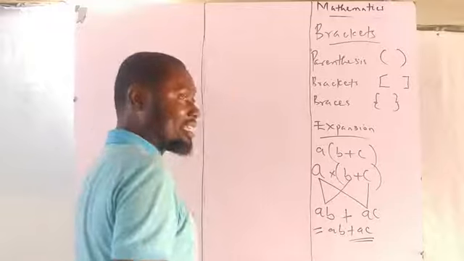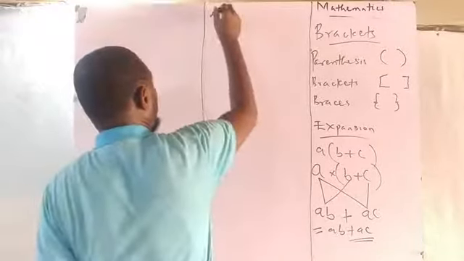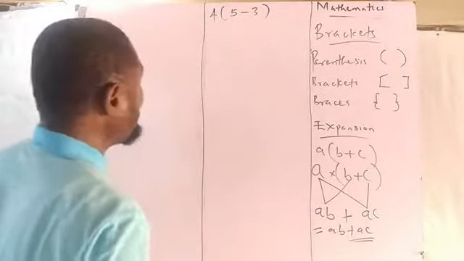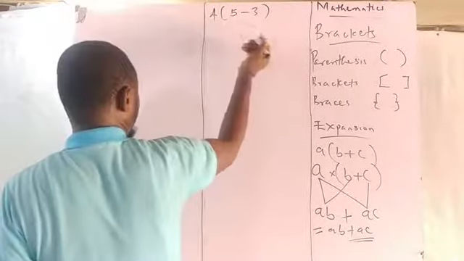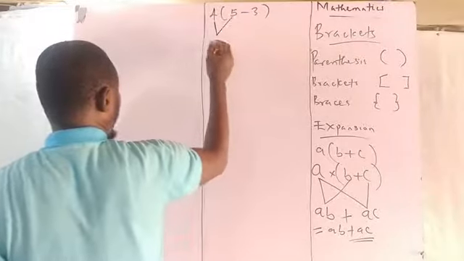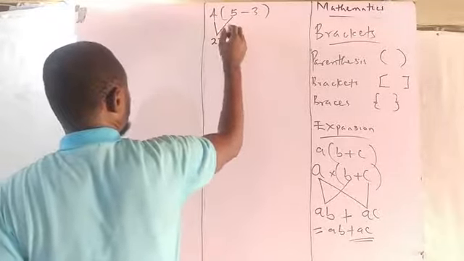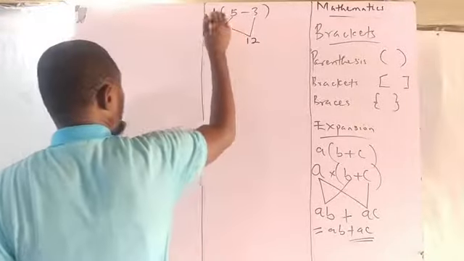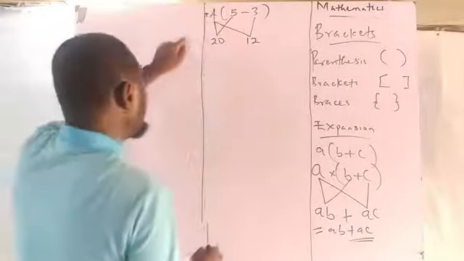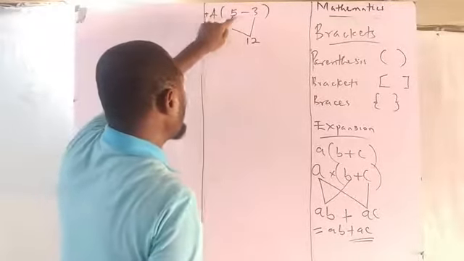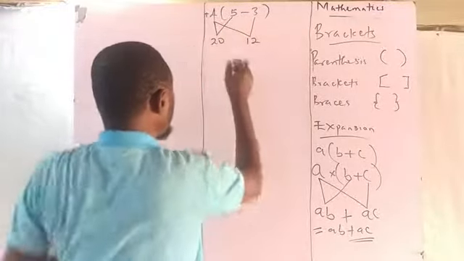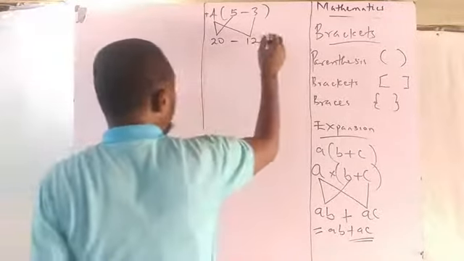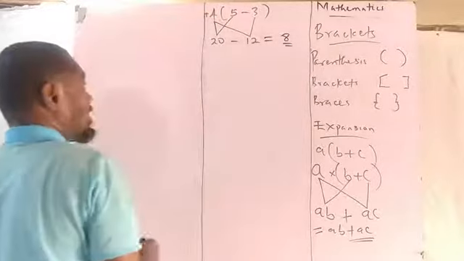So if you apply this in real numbers, like 4 into 5 minus 3, to expand this bracket, 4 will be used to multiply 5, you have 20. 4 will be used to multiply 3, you're going to have 12. Remember this 4 has a plus sign. The two signs will operate on themselves. Plus and minus will give us minus. So that will be 20 minus 12, and our answer will be 8.